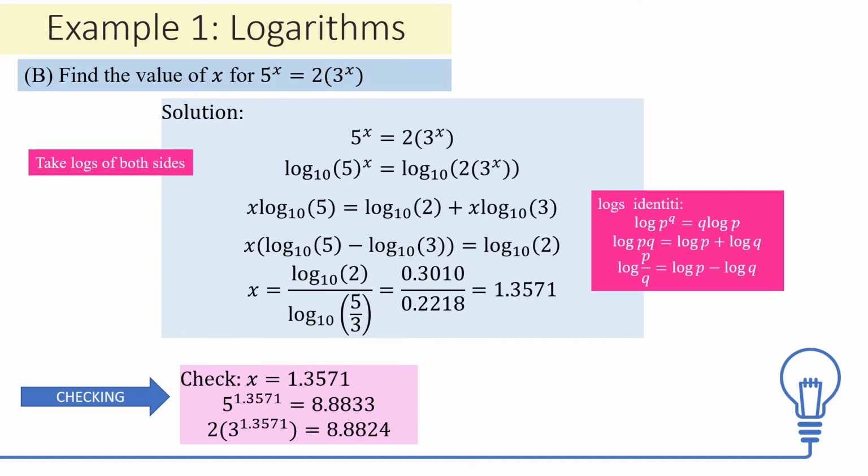Okay, now the second one is we have 5 to the power of x equals 3 to the power of x.